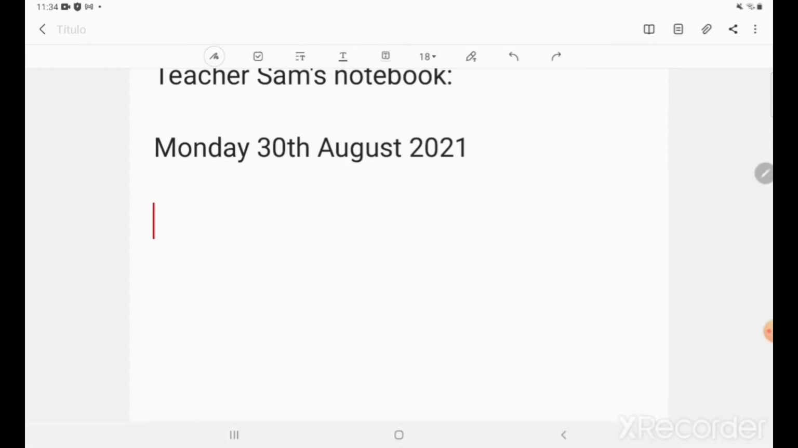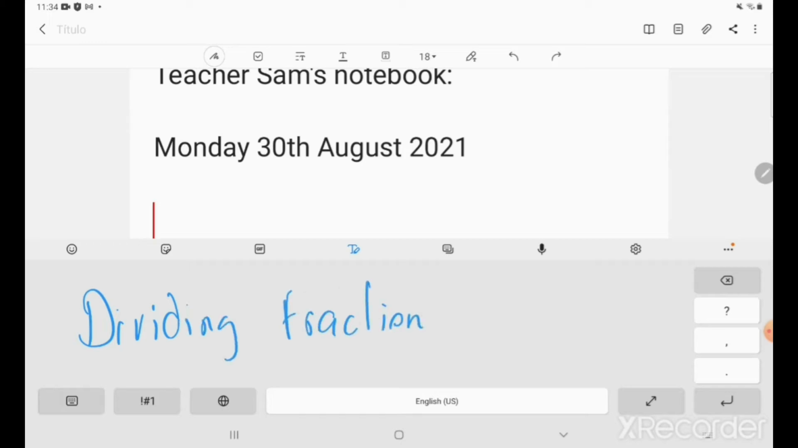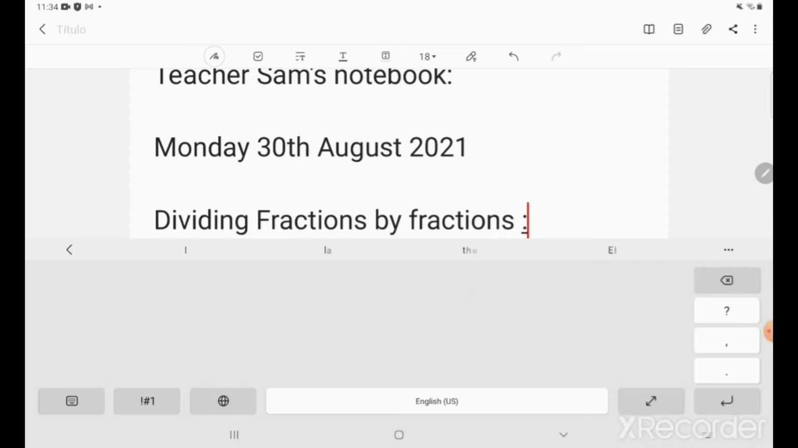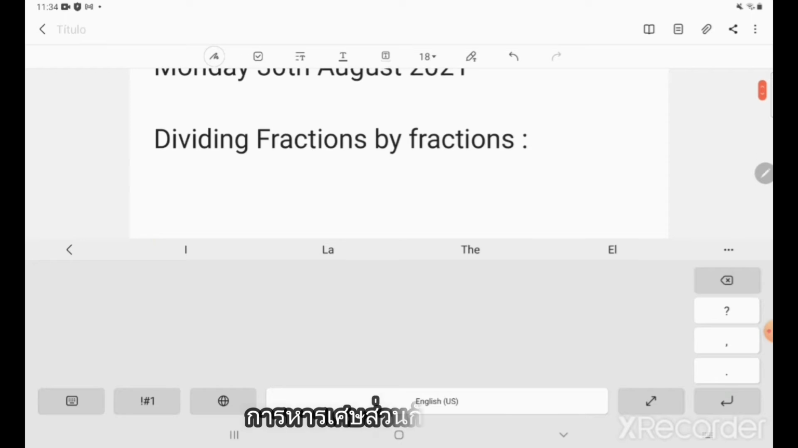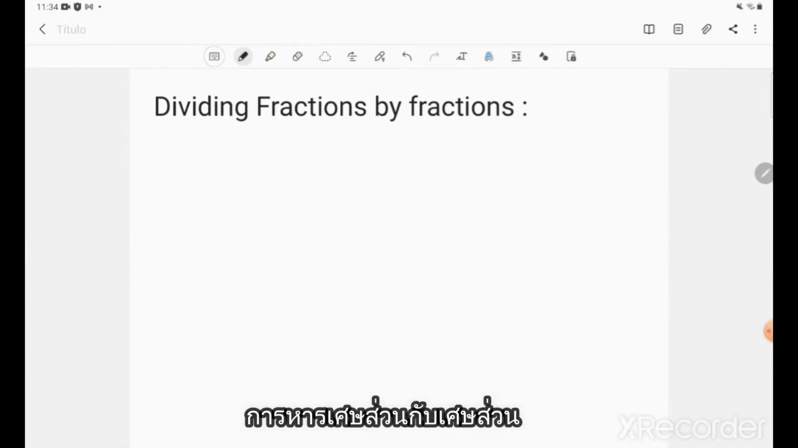That is, I'm gonna write here, dividing fractions by fractions. Okay, that's it. Fractions by fractions. We are going to go straight for the first example. I'm going to explain you using a real exercise, and the exercise is exercise number 1.